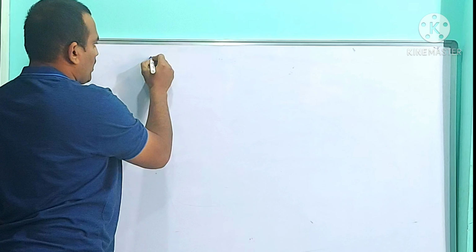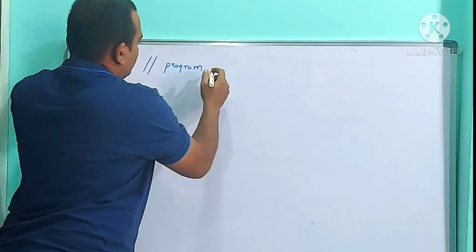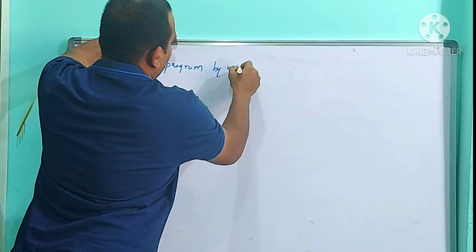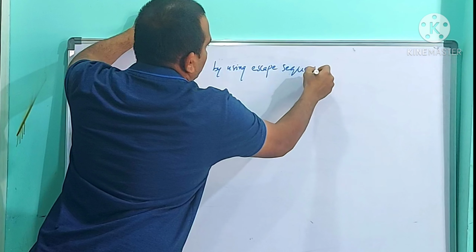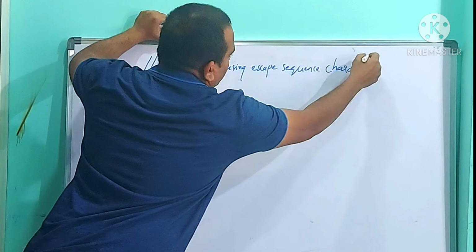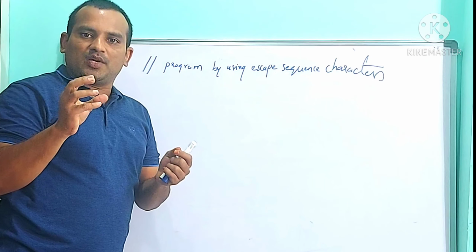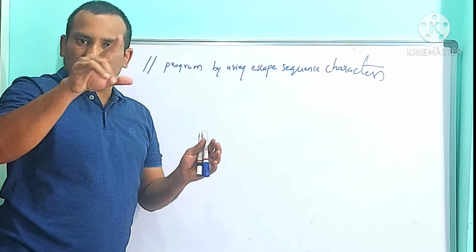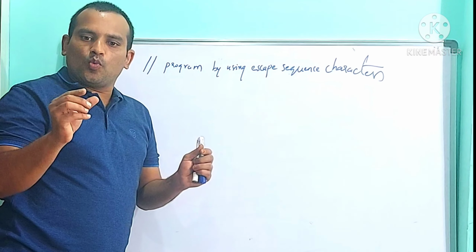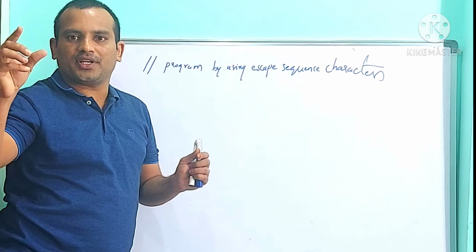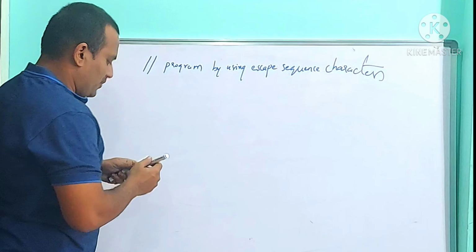While writing the program, first I told you, documentation section: program by using escape sequence characters. Escape sequence characters, I told you clearly, are things like /n, /r, /t. These are used to move the cursor at the output screen from one position to another position.